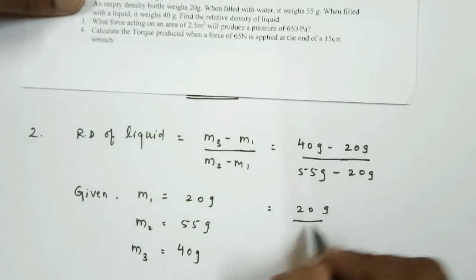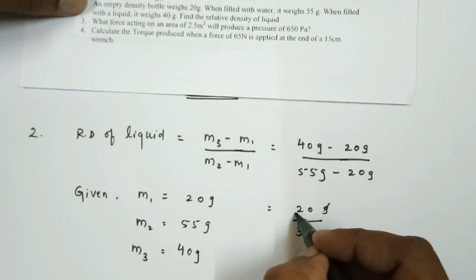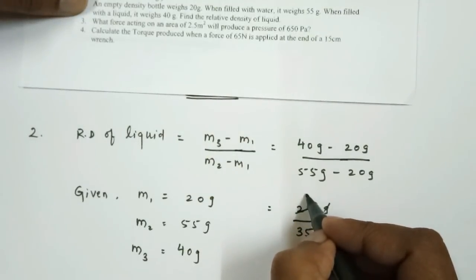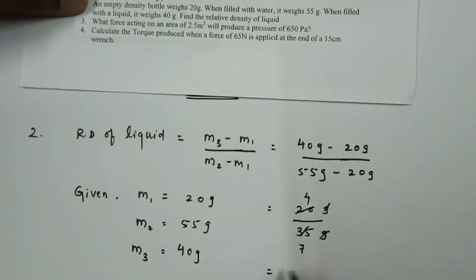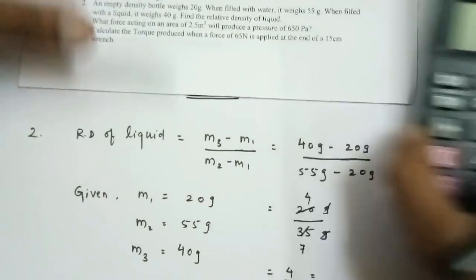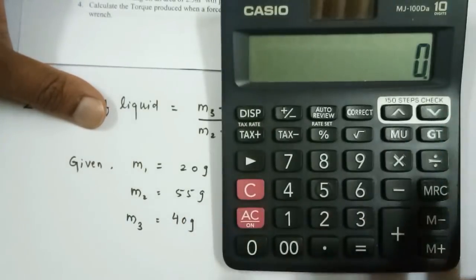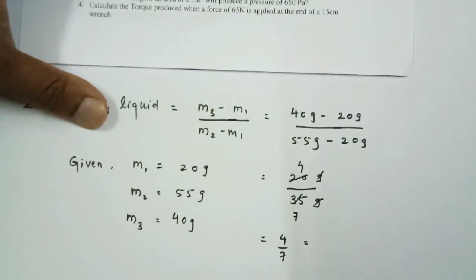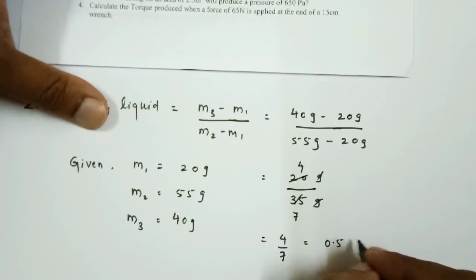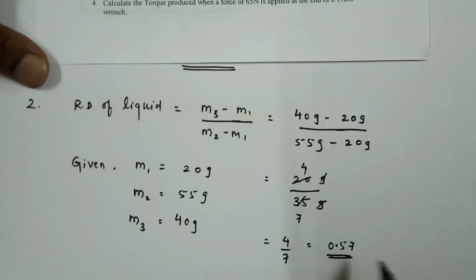So this is now 20 gram upon 35 gram. Gram gets cancelled. Now you can choose to cut this by 5: 5 4s are 20 and 5 7s are 35. So this is 4 by 7. Now 4 by 7 is approximately equal to 0.5, but still let us check that. 4 divided by 7 is 0.57. So this answer is 0.57. This is our final answer, and relative density does not have any unit.